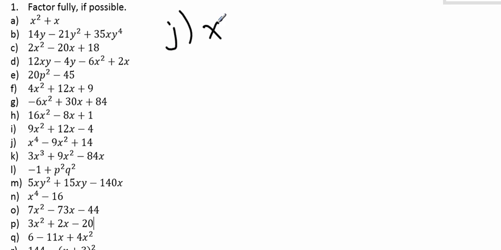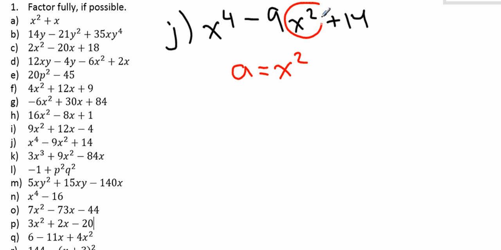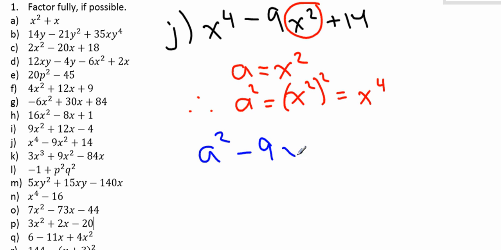J. So I know that we don't like it very much when we throw things like x to the 4. So I want you to remember that if we do a substitution, so instead of saying x squared, we're going to use the letter a. That means that a squared would be x squared squared, which is x to the 4. So we're going to do a substitution to say a squared minus 9a plus 14. You almost caught me in an error.